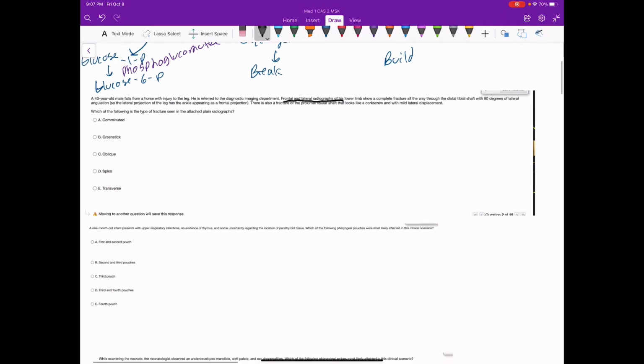So let's break down the first part first. There's going to be a complete fracture through the distal tibial shaft. What is that? So we have the tibia, right? This is the tibia, and this is going to be the fibula. This is not too good of a drawing, but I'm trying. So what's the fracture going to be? Through the distal tibial shaft, so deep down, far away. Not proximal, which would be up here. Proximal. This is going to be distal, so the distal tibial shaft, with 90 degrees of lateral angulation.